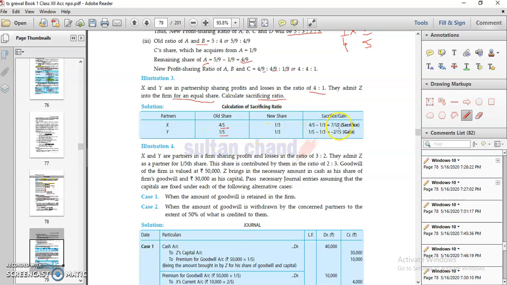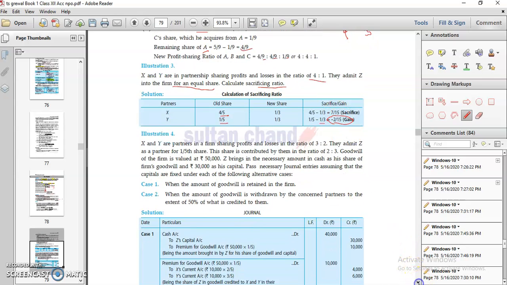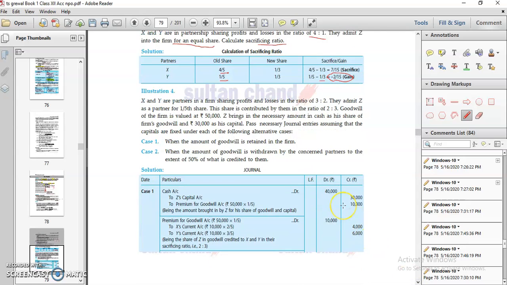So once you calculate 7/5, it is minus. Minus is called gain. Why? Because your old share is less, new share higher. So it means you are into gain. Means Y is called gaining partner. So this becomes sacrifice. Positive value is called sacrifice. Negative value is called gain. I hope you understood. We move to your next, goodwill.